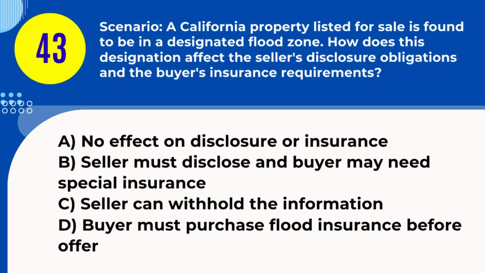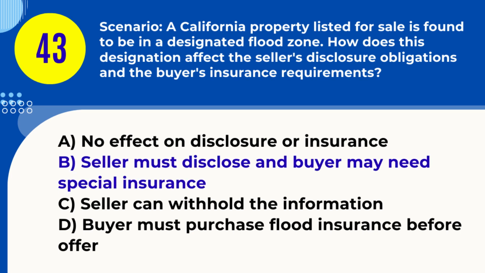Question 43. Scenario. A California property listed for sale is found to be in a designated flood zone. How does this designation affect the seller's disclosure obligations and the buyer's insurance requirements? A. No effect on disclosure or insurance. B. Seller must disclose and buyer may need special insurance. C. Seller can withhold the information. D. Buyer must purchase flood insurance before offer.